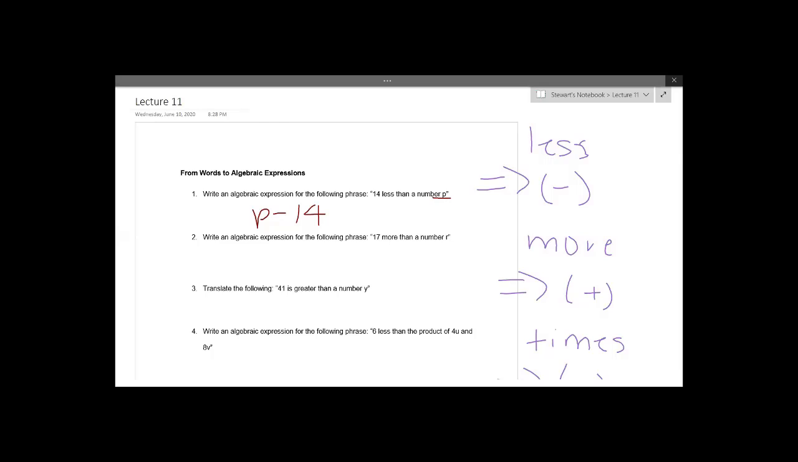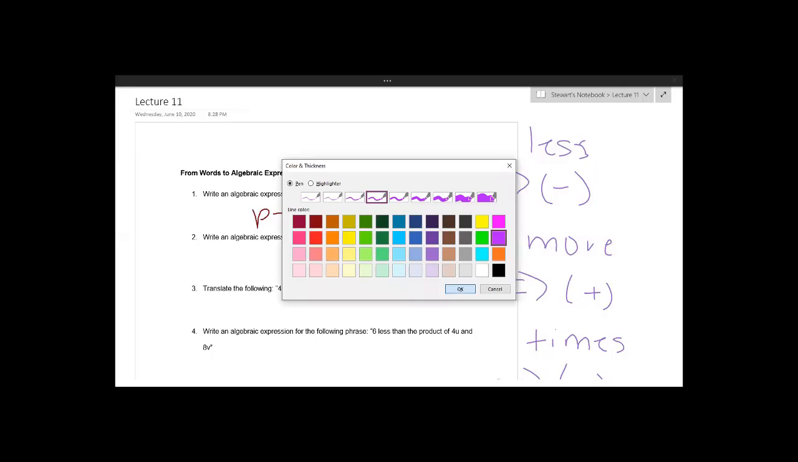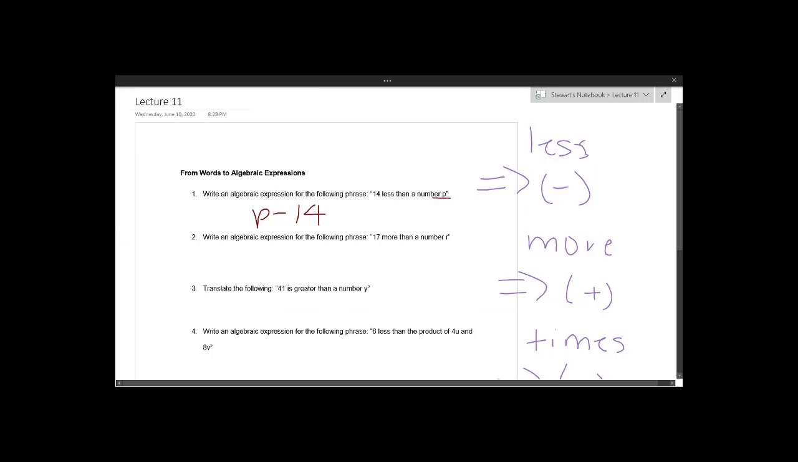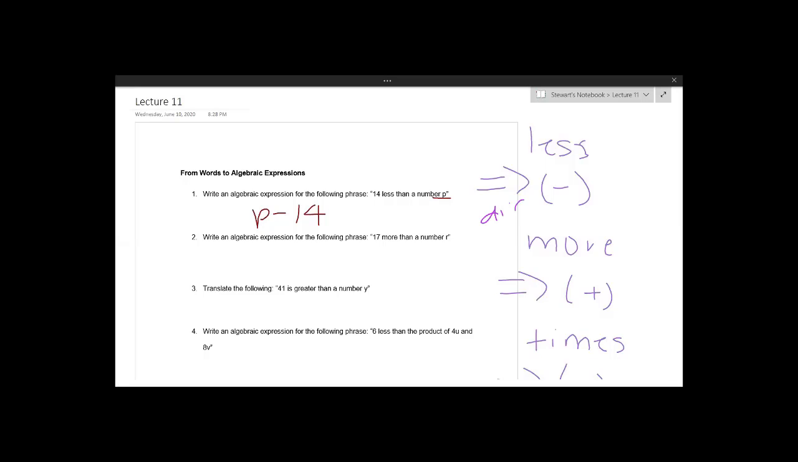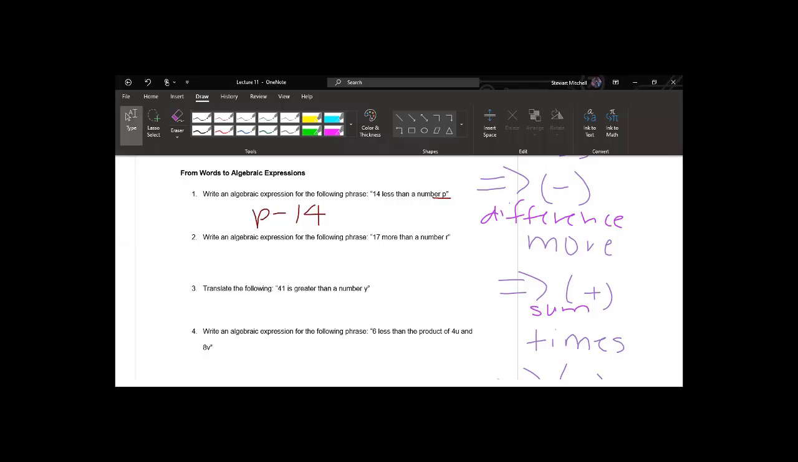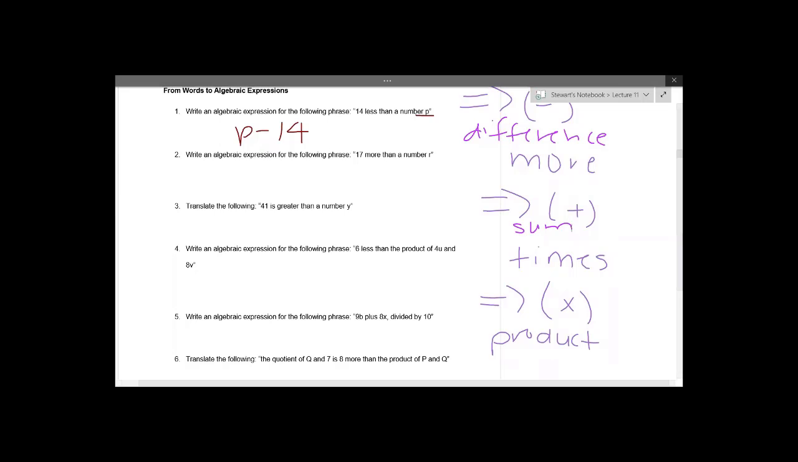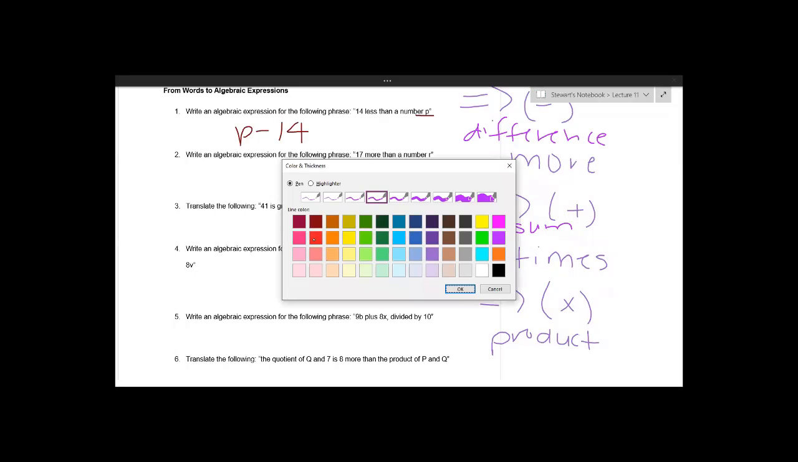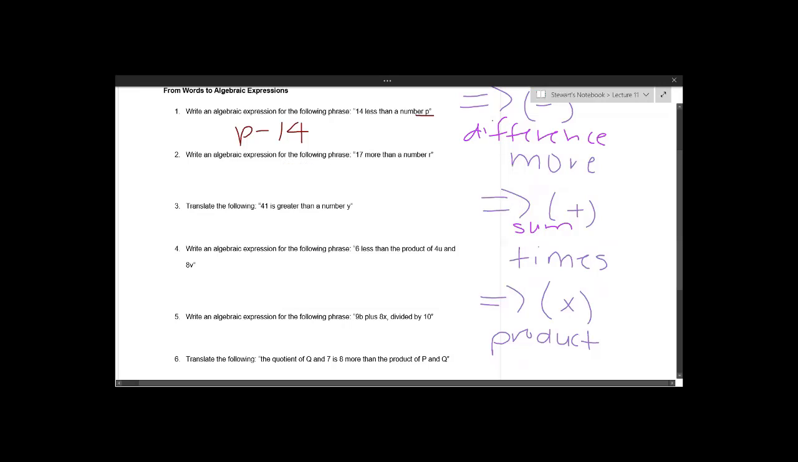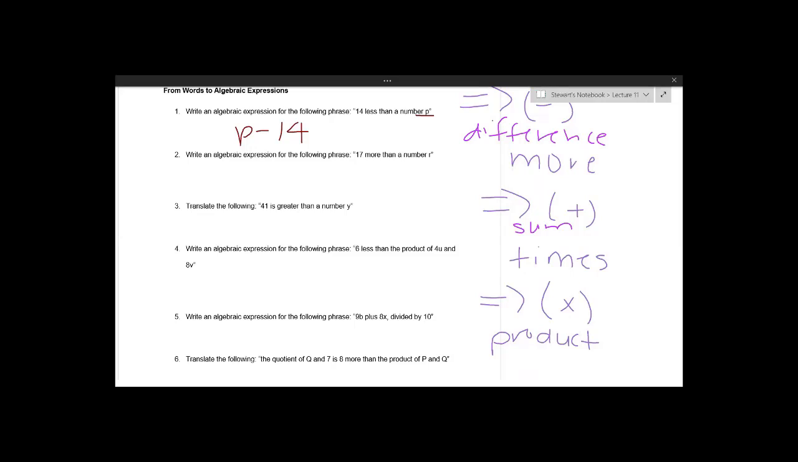Oh, also, I'm sorry, I forgot to add two things to this. Subtraction can also be difference. That might be a word they use for subtraction. For addition too, they might say sum. Sorry, those are the only two I forgot. They might say sum and difference. But back to this, when they say 14 less than a number p, you'd arrive at that by doing p minus 14, because this is 14 less than p.